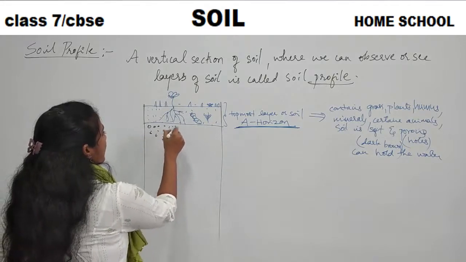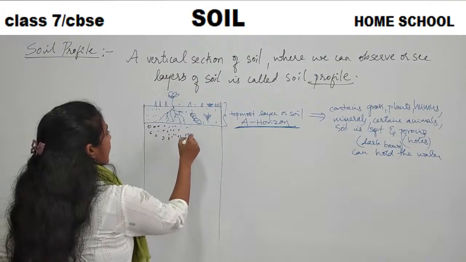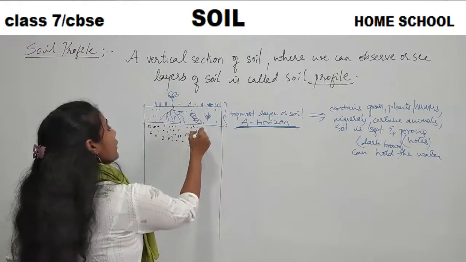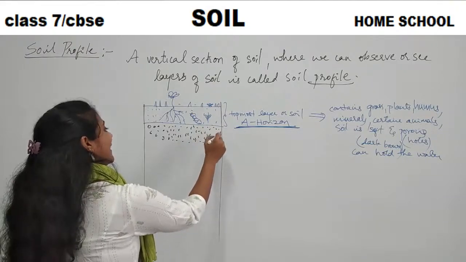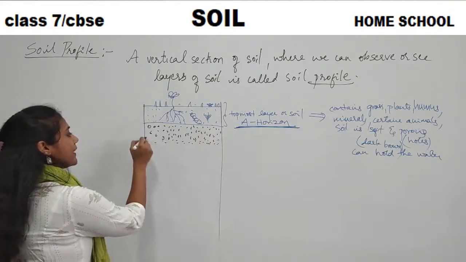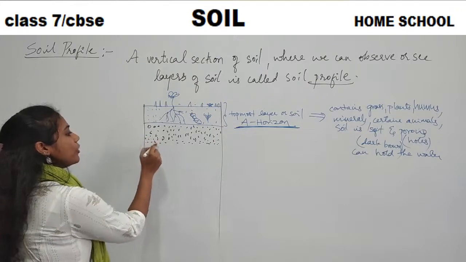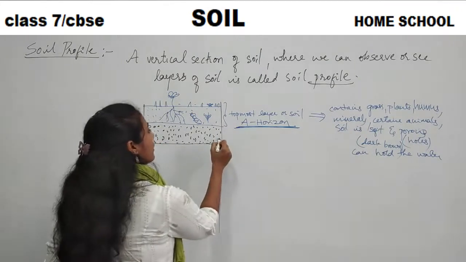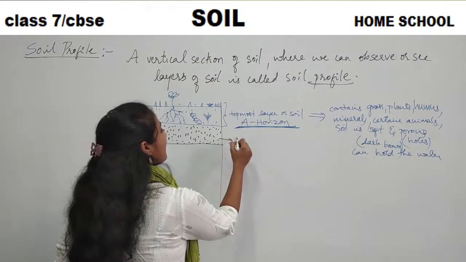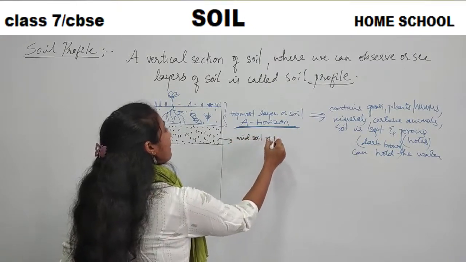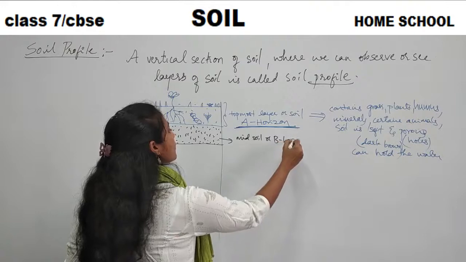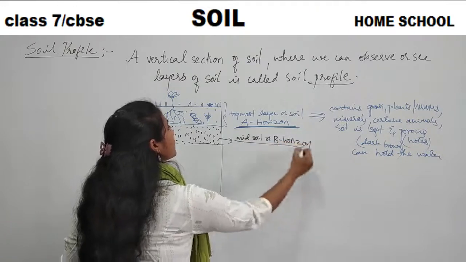Okay. So below this topmost layer, there is another layer of soil. This is the second layer of soil. Second layer of soil is a little hard. It is not soft. Okay. And it doesn't have many pores. It doesn't have many holes also. So this layer, we will call it midsoil. It's called midsoil or B horizon. It is also called B horizon.